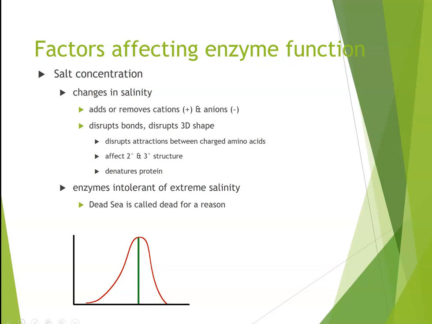Salinity, which is the salt concentration, can also disrupt the bonding structure and denature a protein. Again, adding or removing positive or negative ions is going to disrupt the structure of those proteins. It's going to disrupt the attractions between different charged R groups on those amino acids, and it will denature proteins. Enzymes are very intolerant of extreme salt, and this is just kind of a side tidbit here.